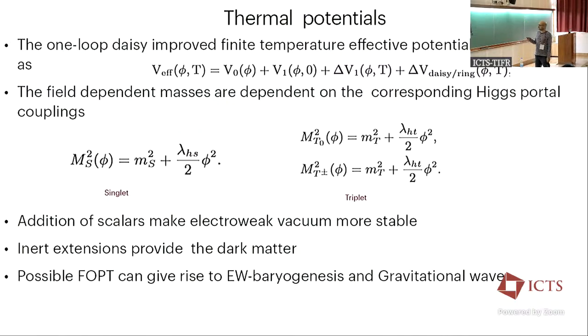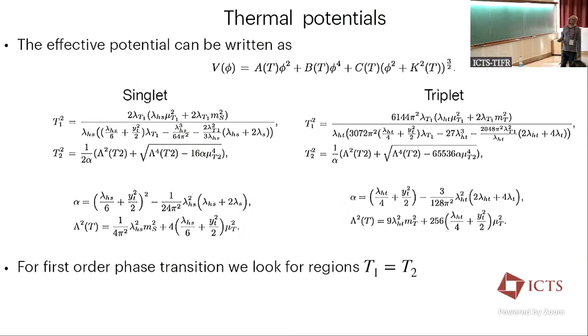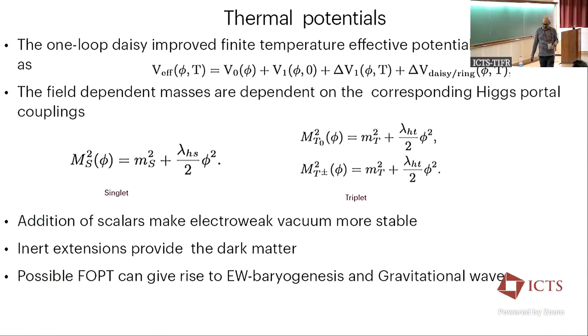So you write down the thermal potential like the usual prescription. You calculate the thermal masses, and basically, as I said, they satisfy this, and you expect this first order phase transition, electroweak baryogenesis, and gravitational waves from there. So the way we try to treat this is not the usual study of just the gravitational wave and the parameter space. Rather, what we looked into is what is the dependency on the portal coupling and what is the dependency of the perturbativity.